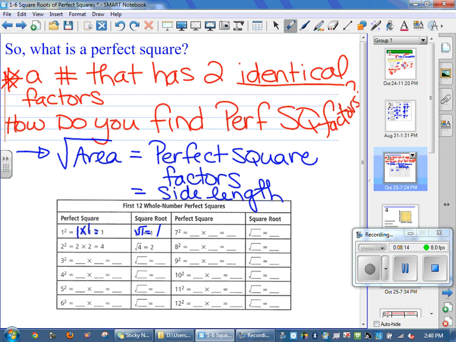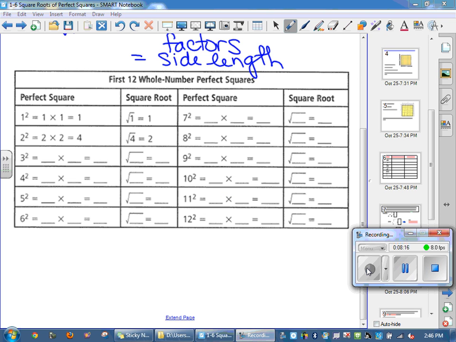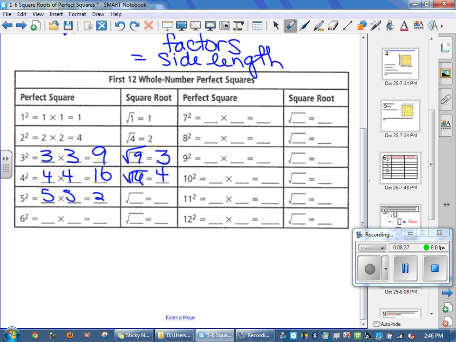Okay, let's take a look and see what you got. So, perfect squares. We have 3 squared, which means 3 times 3 to give us 9. Well, we know the square root of 9 gives us 3. Good. 4 times 4, 16. Root 16 is 4. 5 times 5 gives us 25. Root 25 gives us 5. 6 times 6 gives us 36. So the square root of 36 working backwards equals 6.